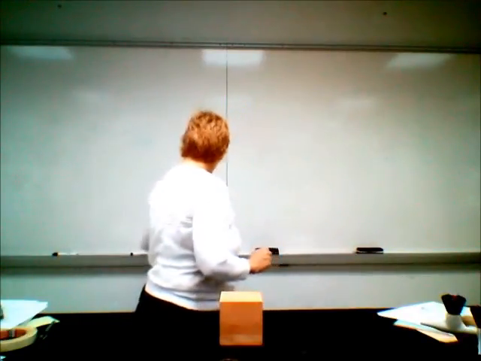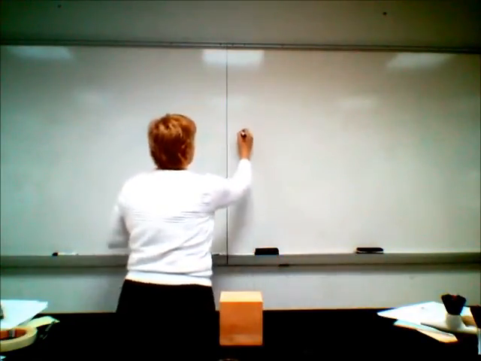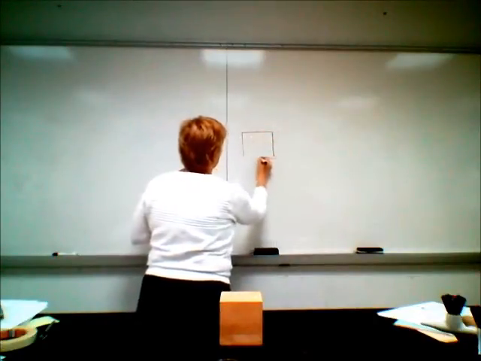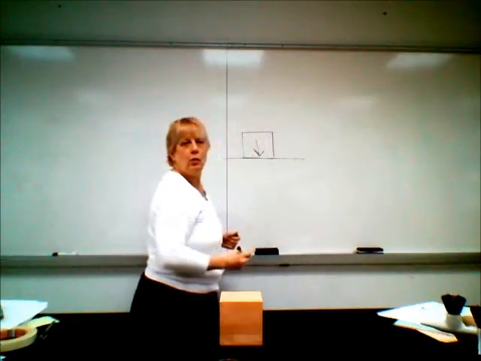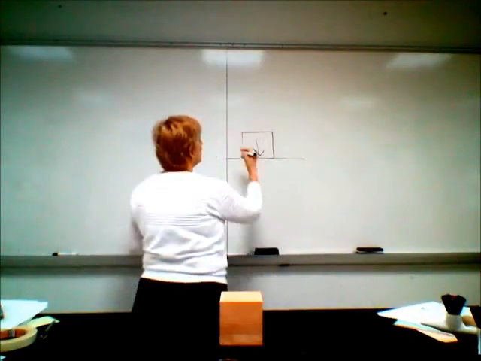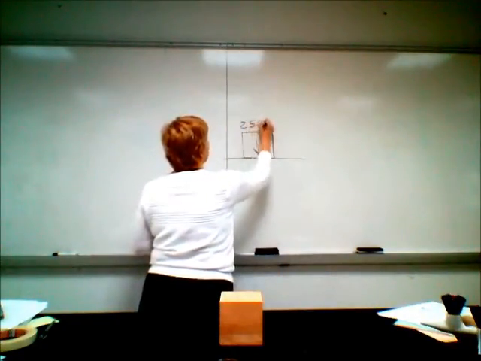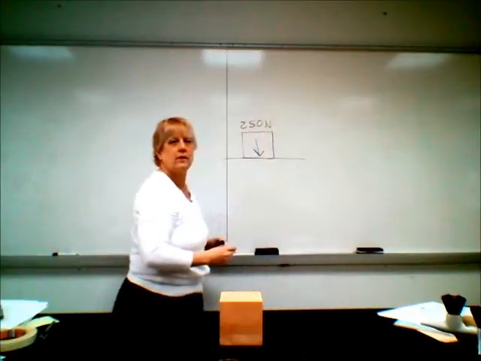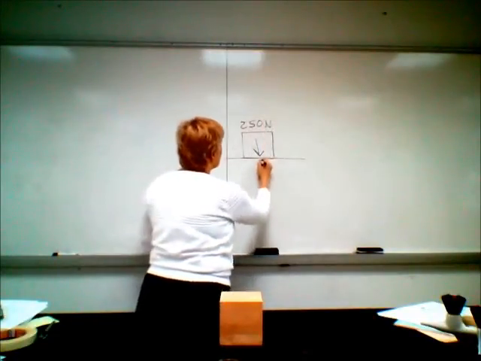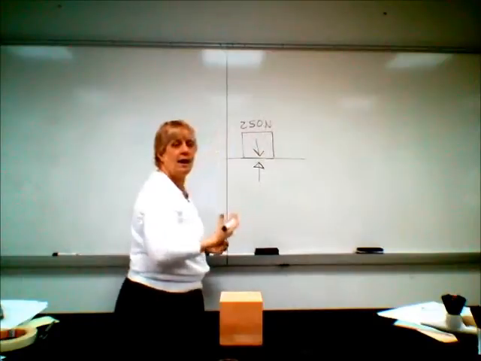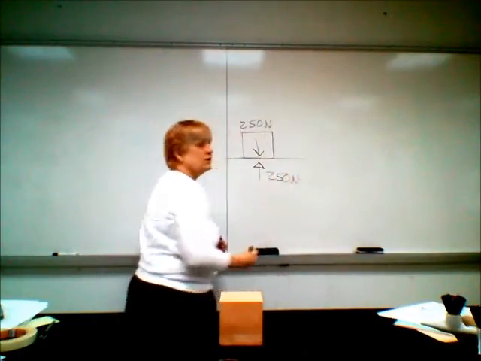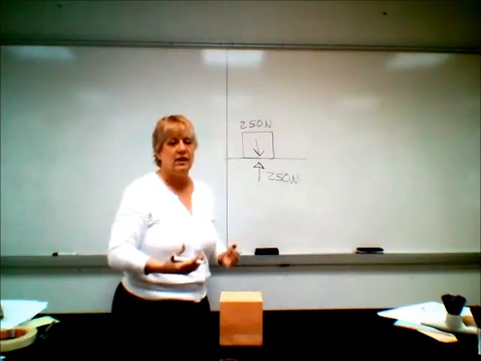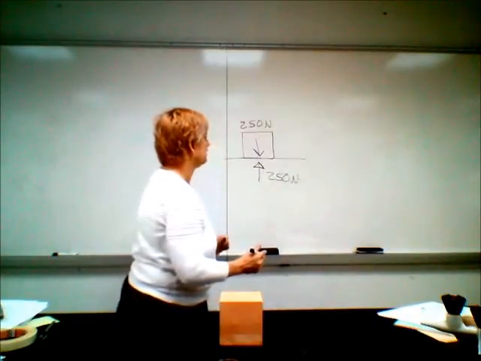And I can draw that on the board. So the weight of the block would tend to move it downward. Let's say that it weighs 250 newtons. But at the same time, the table is pushing up on the block with 250 newtons, so that we have balanced forces. And that's why the block is just sitting there.